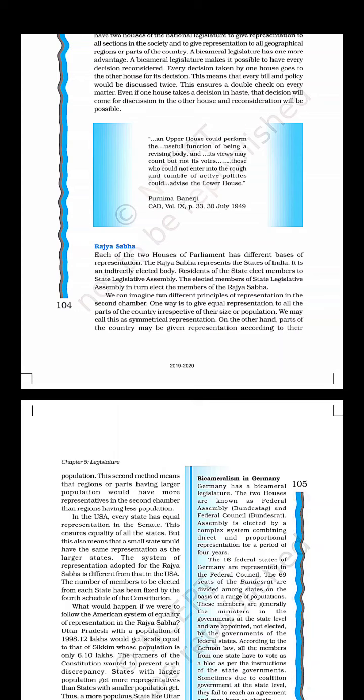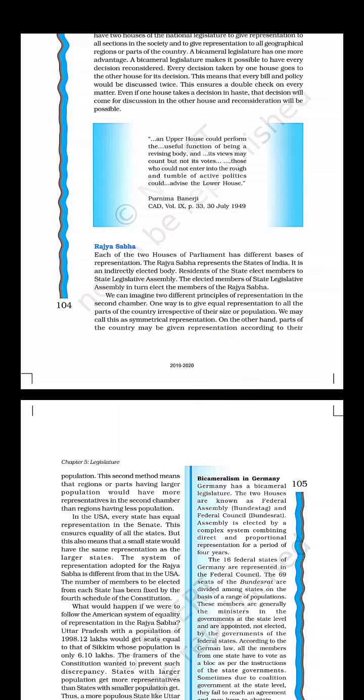Yesterday we have done that parliament has two houses, Lok Sabha and Rajya Sabha. Okay, and Rajya Sabha is the upper house of the parliament. And both have a different basis of representation. Representation means how we elect the leaders and they represent us in the parliament. Okay, the Rajya Sabha represents the states of India. It means Rajya Sabha is related to the states.